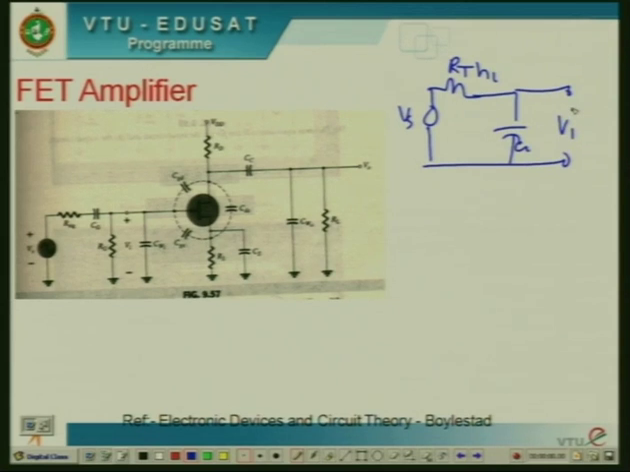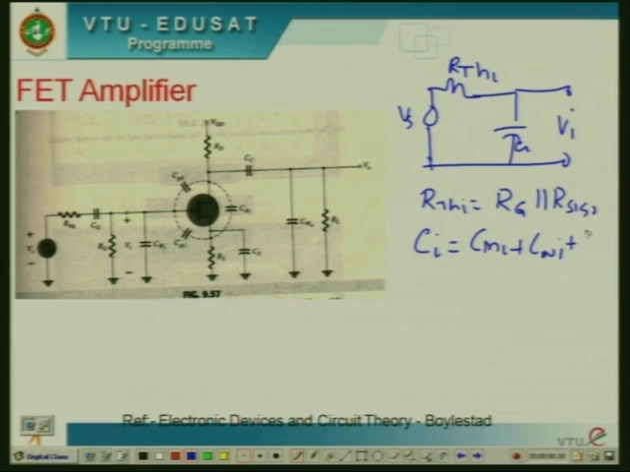For this case, we need to find an equivalent circuit, where RTHI is nothing but a parallel combination of RG in parallel with R signal, and Ci is nothing but CMI plus CWI plus CGD.